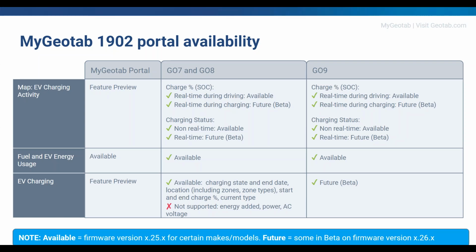Another difference, shown in this blue bar, is that we did a lot of support on Go 7 and Go 8 for existing make models, but going ahead, we'll be supporting most future make models on Go 9 only. So just to let you know, our future is very much Go 9. There is more code space there for us to work with, so we have more room to invest in the firmware on that device to support EVs.